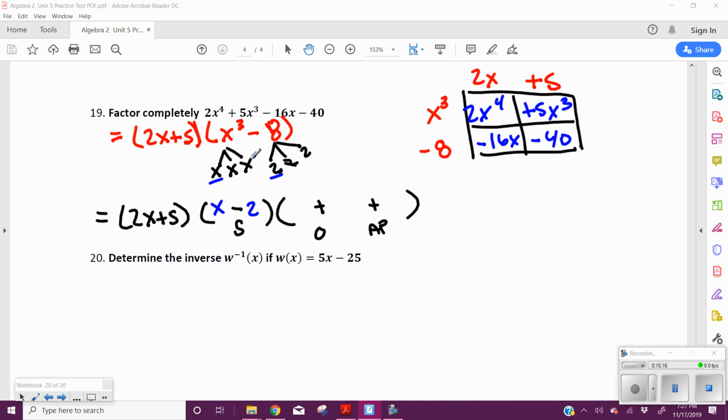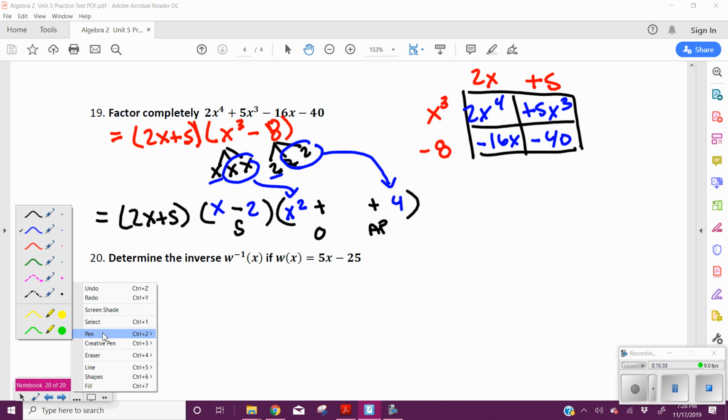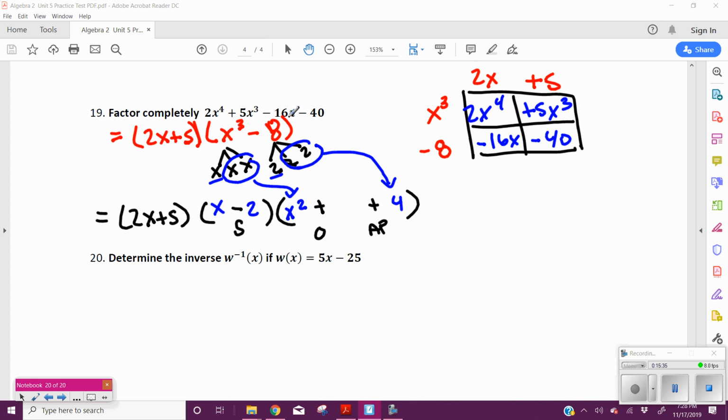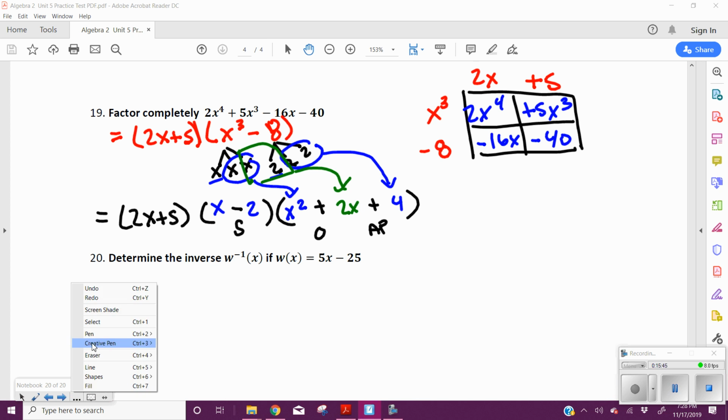Take the last 2 branches, multiply them. That'll be x squared right there. Take the last 2 branches here, multiply them. That would be 4, which goes here. Take one branch from each and join it as a unit. So x times 2 would go here, which is 2x. So this would be the final answer factored completely.